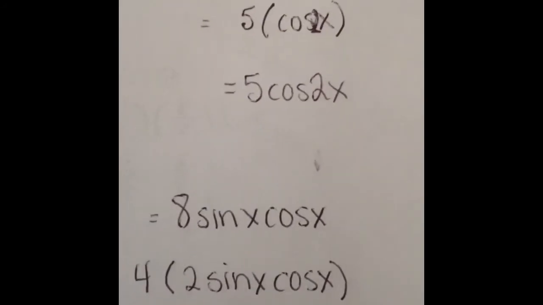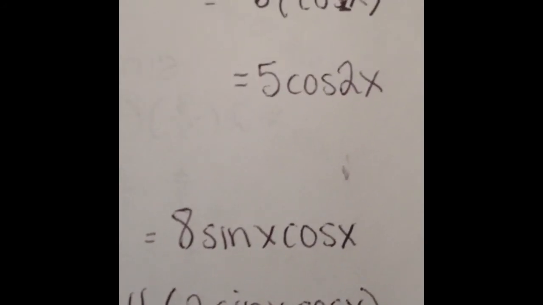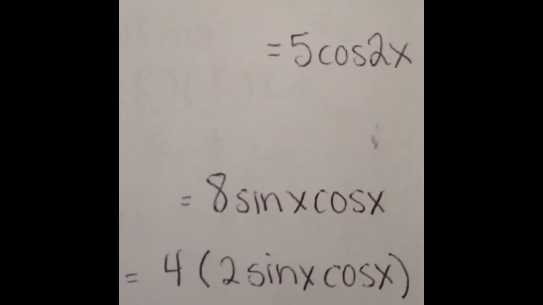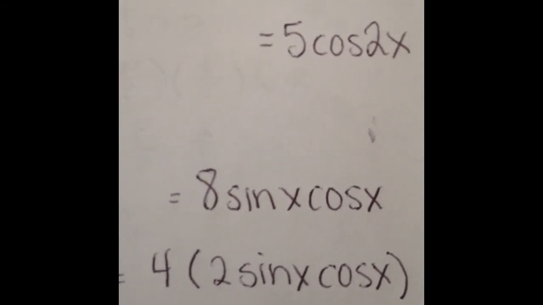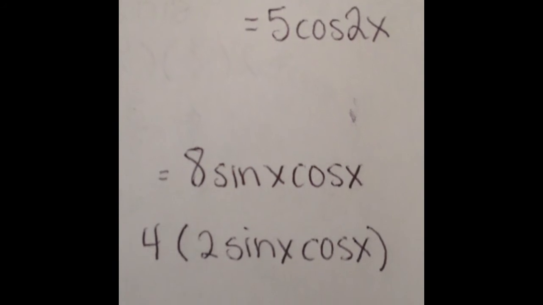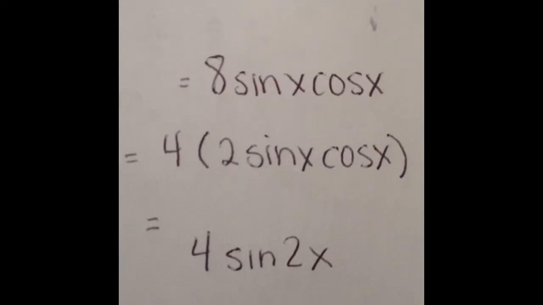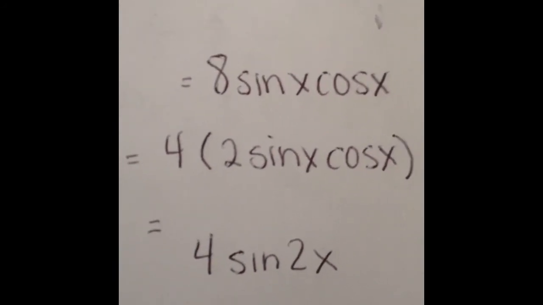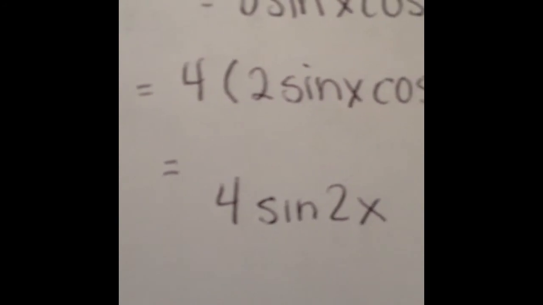Now for another one. 8 sine x times cosine x. Take out a 4 to get 4 times 2 sine x cosine x. 2 sine x cosine x equals sine 2x. So your final simplification is 4 sine 2x.